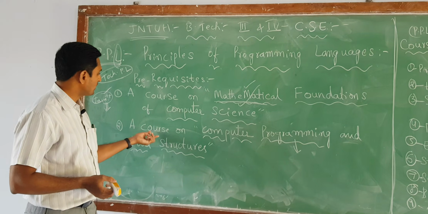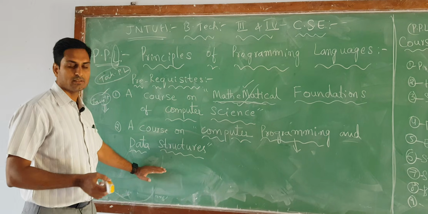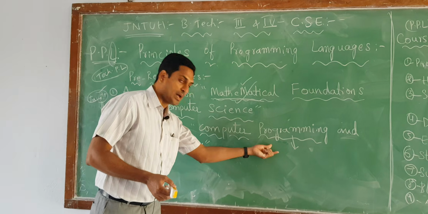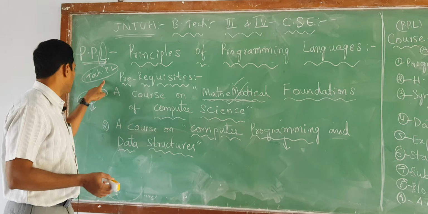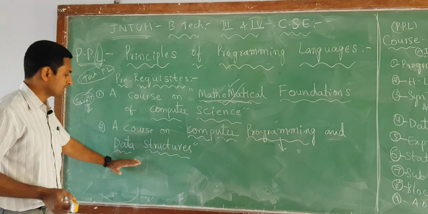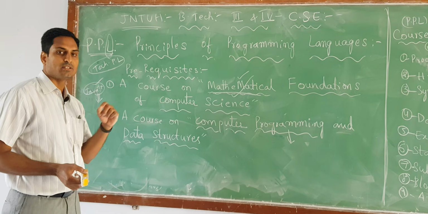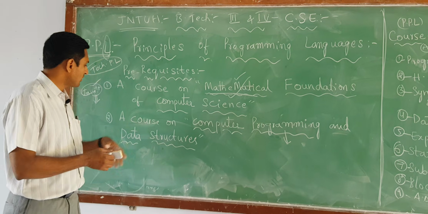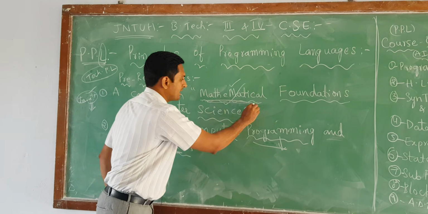Secondly, they should have a course on computer programming and data structures. They should have some basic programming knowledge. Before designing a new technical programming language, they should have some knowledge of basic programs as well as data structures. What is a data structure? Arranging data in a proper manner is called data structure. They should have knowledge of data structures, programming and math.